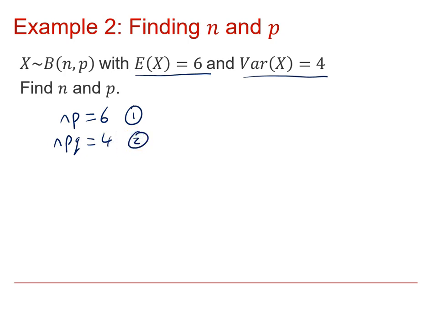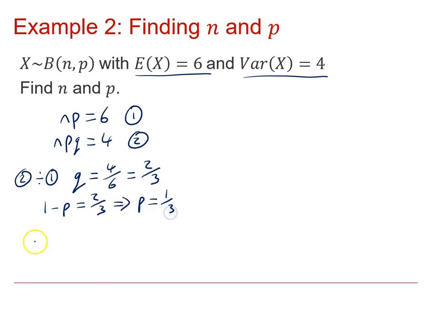You can see there's a lot of similarities between the two equations. I would suggest the quickest way to do it is to do equation 2 divided by equation 1. So the np's will cancel and we'll get q equals 4 over 6, which is 2/3. Now we know that q is equal to 1 minus p, so 1 minus p is 2/3, which means that p is equal to 1/3. Sub it into equation 1, we get n equals 18.